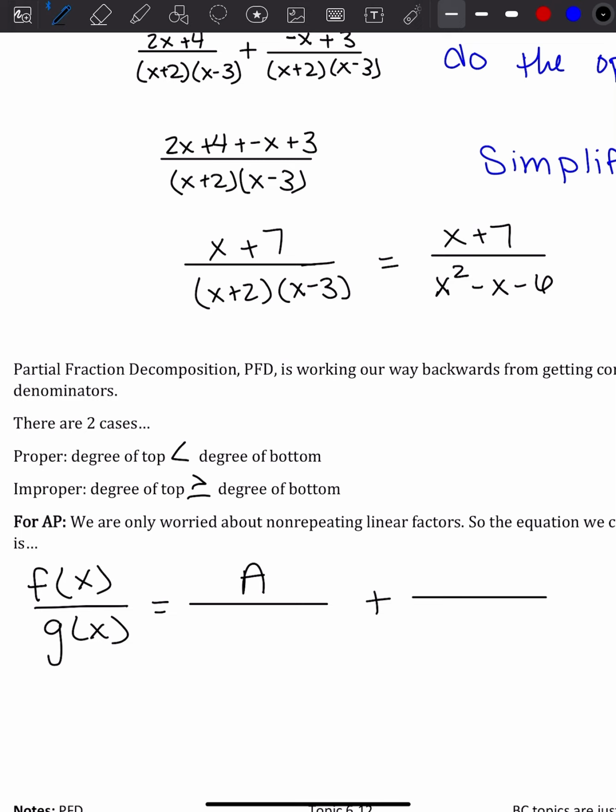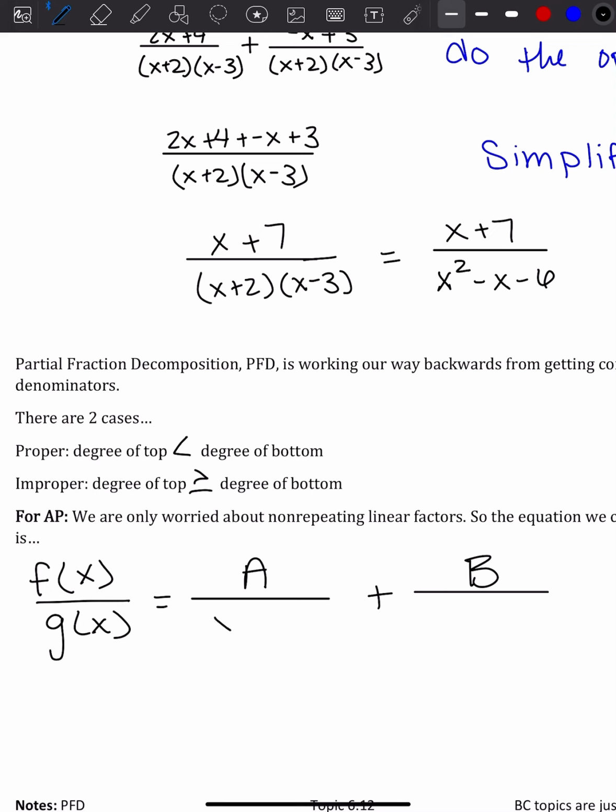A lot of times we use big A and big B on the top, and then on the bottom we want linear factors, so we have something times x plus or minus a coefficient, and these are not going to be the same. And I know they're not going to be the same because they're non-repeating linear factors. So we use different variables to show that.